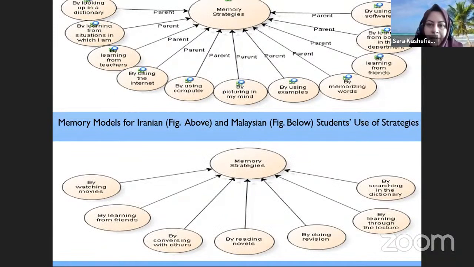little different. For instance, one group said, by looking up in a dictionary, learning from situations in which I am, learning from the teacher, using the internet, using computer, picturing in the mind, using examples, memorizing words, learning from friends, learning from boards in the department, and using software. While Malaysian ones said by watching movies, some of them said learning from peers, talking with others, reading novels, doing some kind of revision, learning through the lecture, and searching in the dictionary.